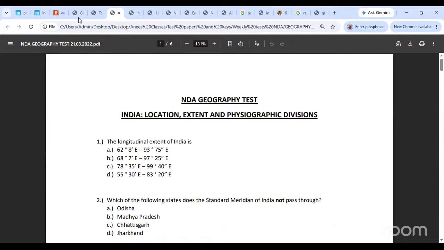Here, next time now we are going to cover Indian drainage. So before doing that, we'll cover the PYQs based on this topic. Okay.